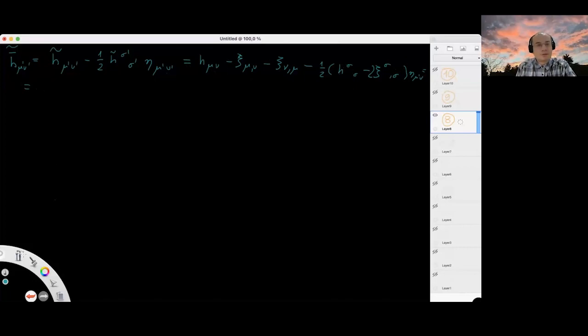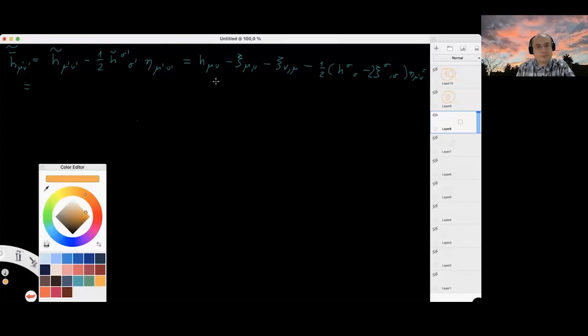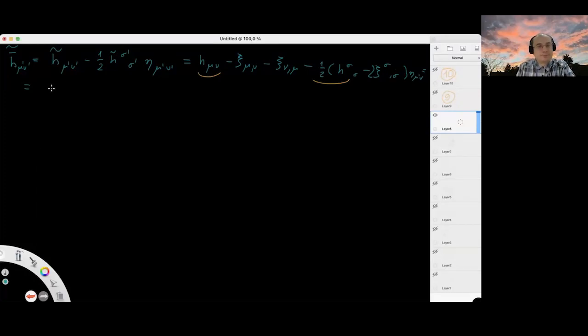So these two terms will combine to h bar. And on top of that, we get minus xi mu,nu minus xi nu,mu minus xi sigma,sigma eta mu nu. Plus, sorry, because there's a minus here and a minus here, so it's plus. Okay, so we know how the trace reverse of h transforms under the gauge transformations.